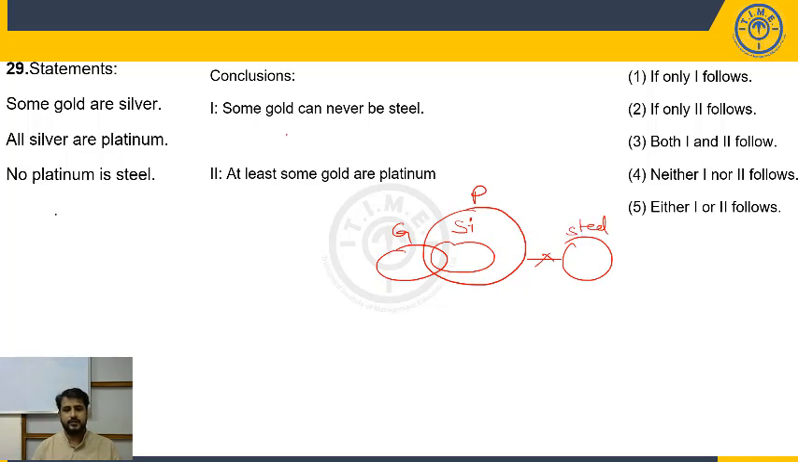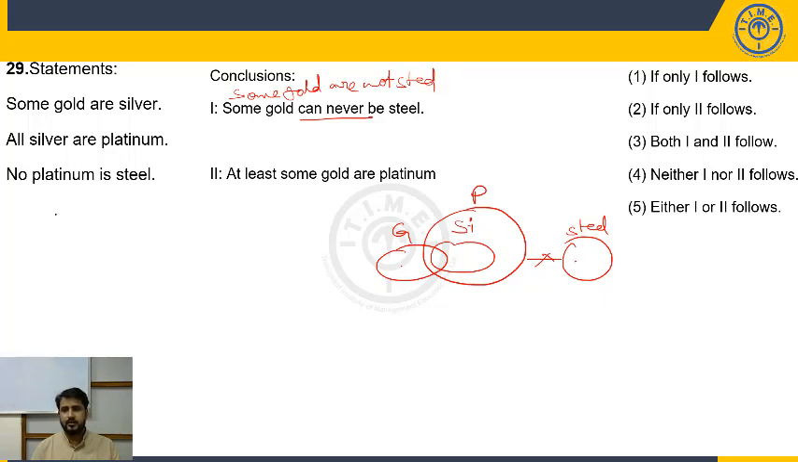Now let's come to the conclusions. What is the first conclusion? Some gold can never be steel. Some gold can never be is as good as some gold are not steel. Both one and the same. So some gold are not steel.